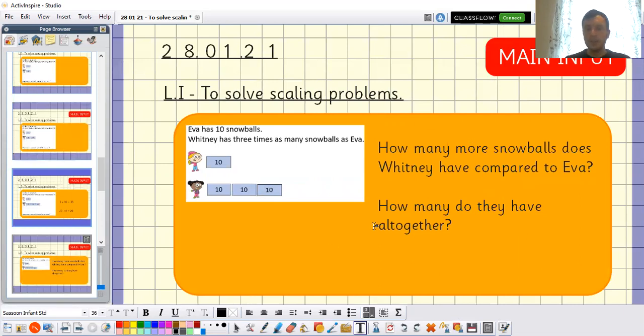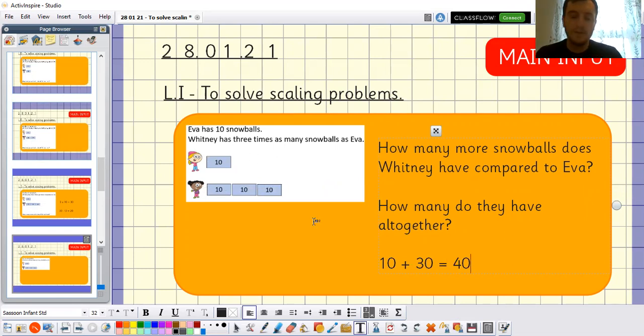And we've just done this one. Let's look at this question then. How many do they have altogether? So we've worked out a difference, but how many do they have altogether? We need to count all of those snowballs. So 10, 20, 30, 40. Well, we could show it as 10 plus 30 is equal to 40 because Eva has 10 and Whitney has 30. So I've added them together to get 40.